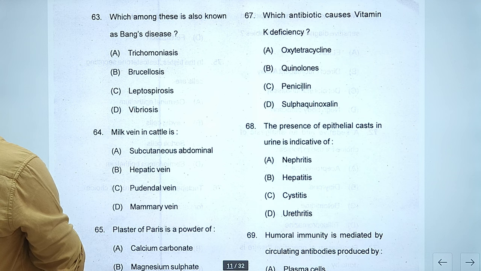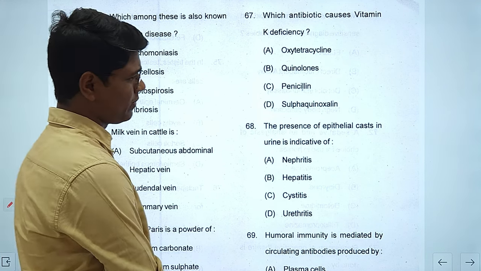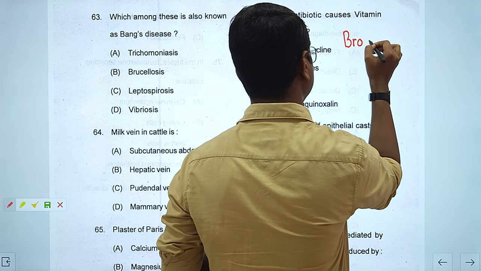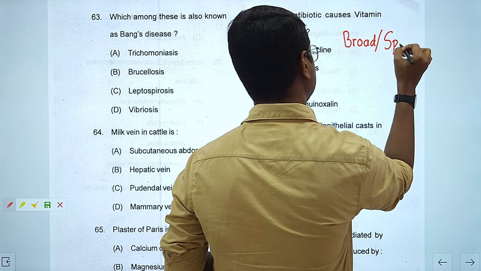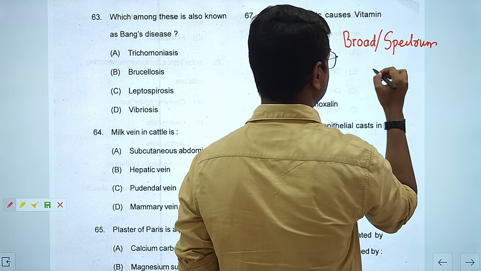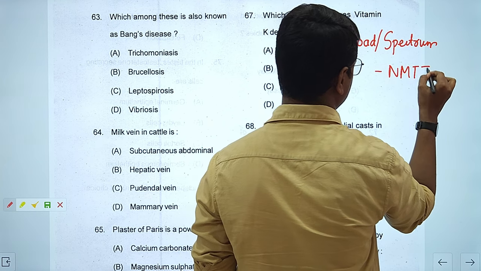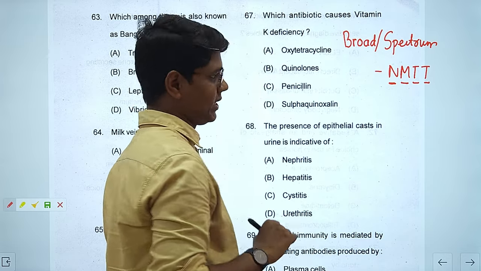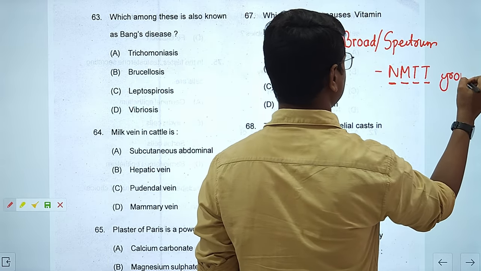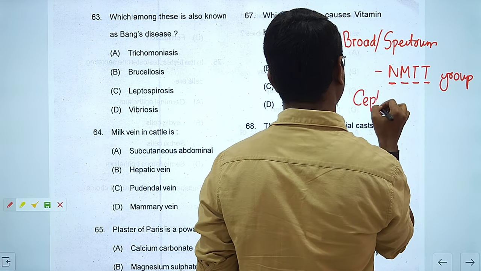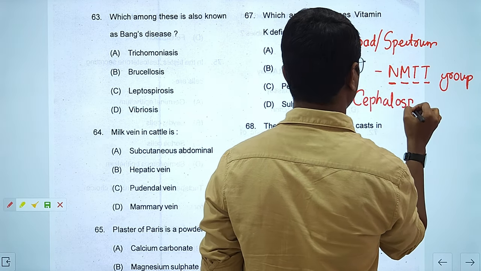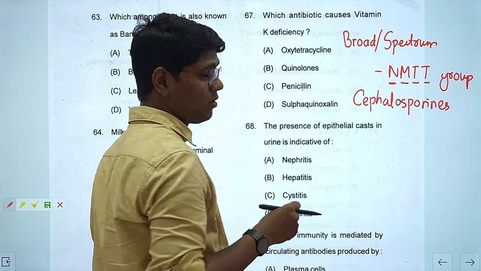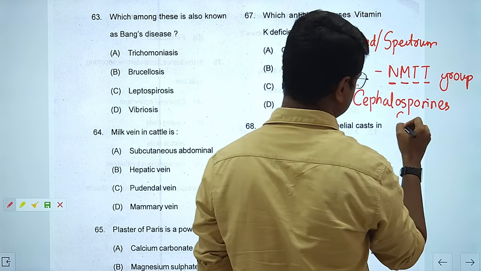67. Which antibiotic causes vitamin K deficiency? If you go through recent articles, you will find broad spectrum antibiotics containing the NMTT group, N-methyl thiotetrazole group. Okay, the most common example is cephalosporins. They cause vitamin K deficiency. The most extensive study is about ceftriaxone causing vitamin K deficiency.